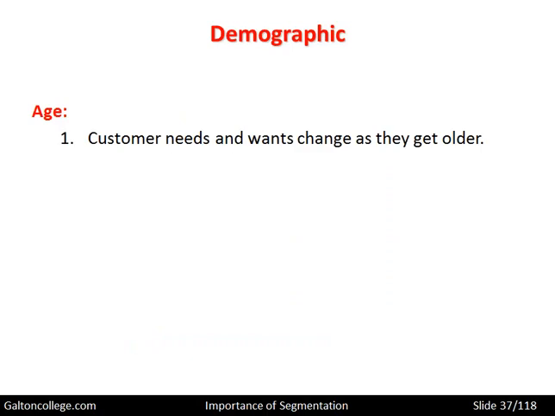Okay, age. Customer needs and wants change as they get older. They may need different styles of clothing. They may need more health care. They may need types of transport that are suitable for their age, which are easily accessible. They may need modifications to their houses that enable them to move around freely and easily within the house, because they are not as flexible as they were when they were young.